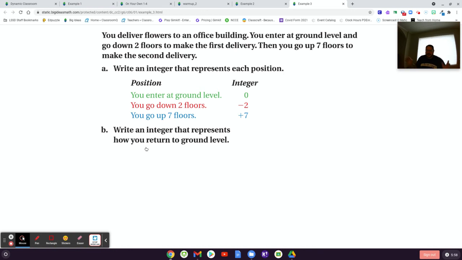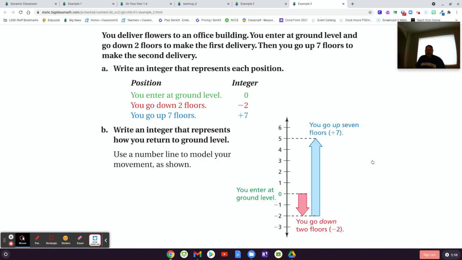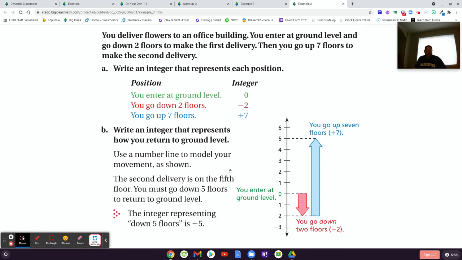Later on, we're actually going to learn that you're going to end up at floor 5 in this case, but we're not doing the addition and subtraction yet. This is just identifying numbers. Okay, and then the second part here, write an integer that represents how you return to ground level. Ooh. So you got to think about what's happening in this situation. So how would you return to ground level? Okay, so I just mentioned that you're at floor 5. So to return to ground level, you have to go down 5 floors.